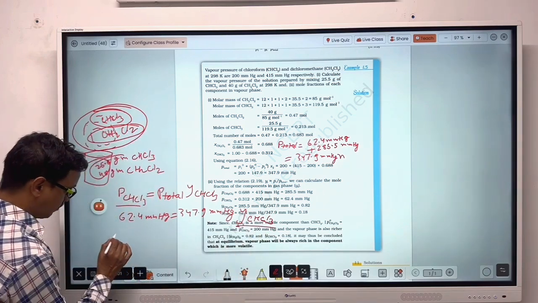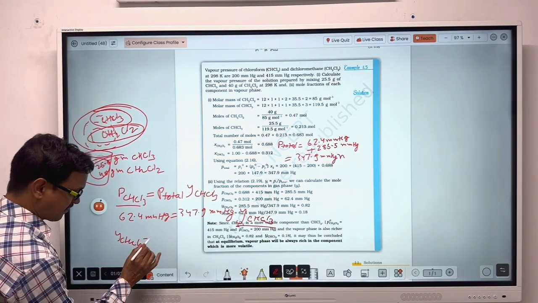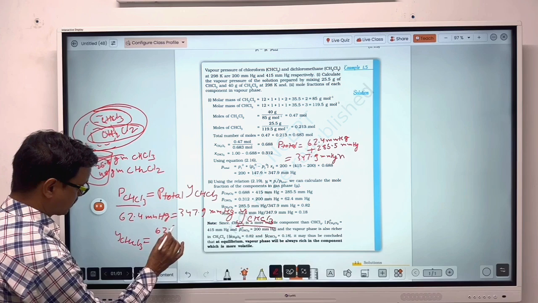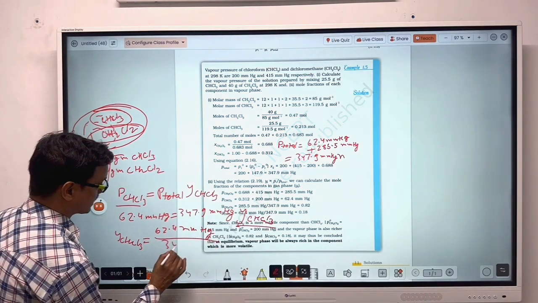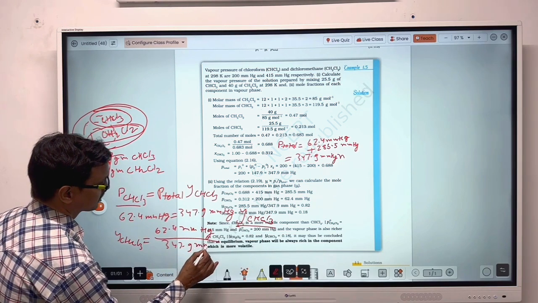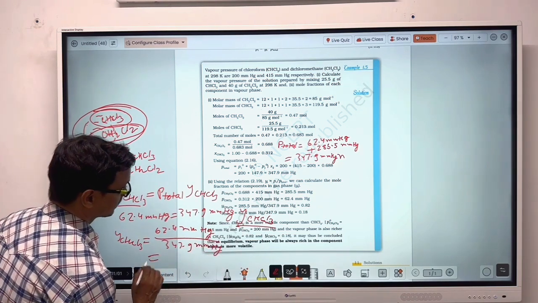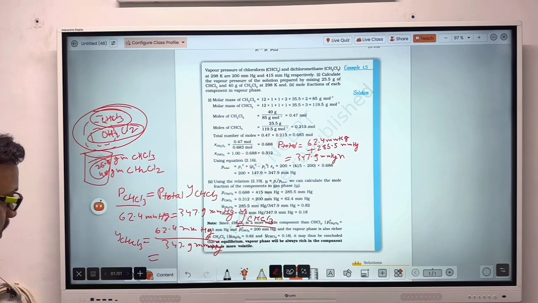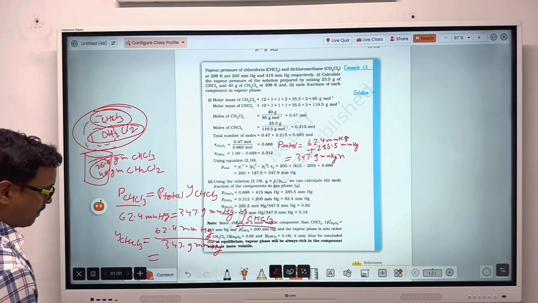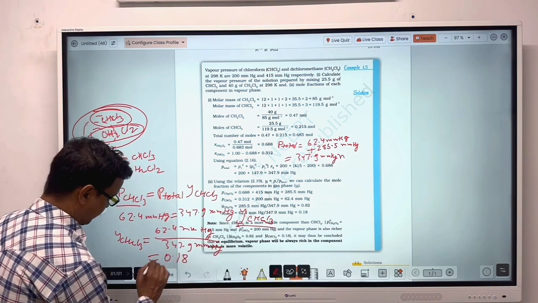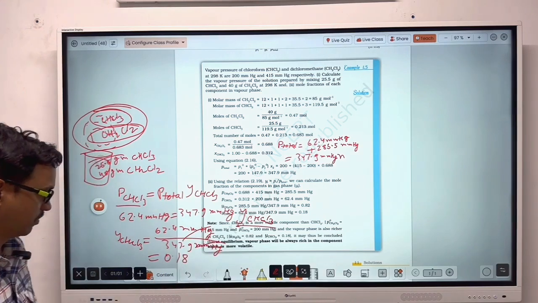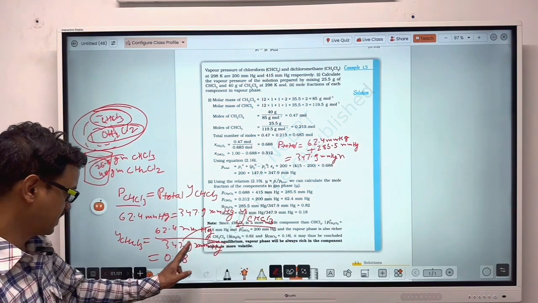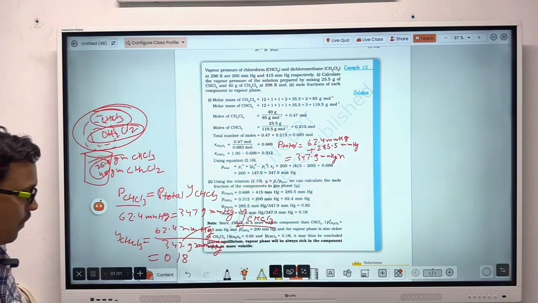So mole fraction of chloroform in vapor phase will be 62.4 mmHg upon 347.9 mmHg. Solve this. After solving, you will get the mole fraction of chloroform in vapor phase, that will be 0.18. Here mmHg and mmHg have cancelled out. 62.4 upon 347.9 will be 0.18.